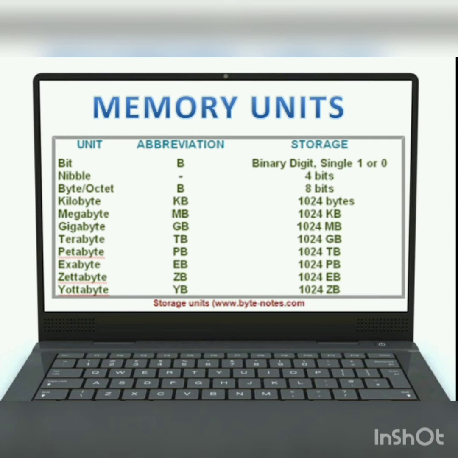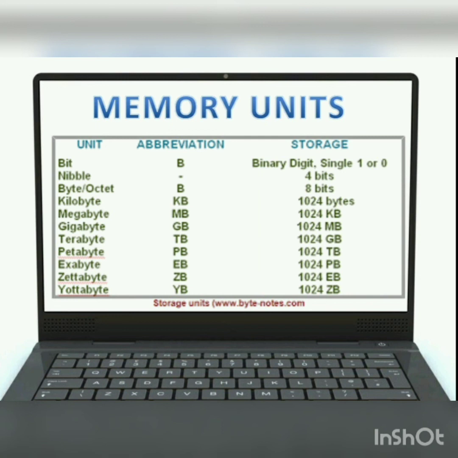Bit, abbreviation is B. Storage is binary digit 1 or 0. Nibble, abbreviation is nothing. Storage is 4 bits. 4 bits equals 1 nibble. Now byte, 8 bits equals 1 byte. Next is kilobyte, abbreviation is KB. 1024 bytes equals 1 KB. Now megabyte, abbreviation is MB. 1024 KB equals 1 megabyte.